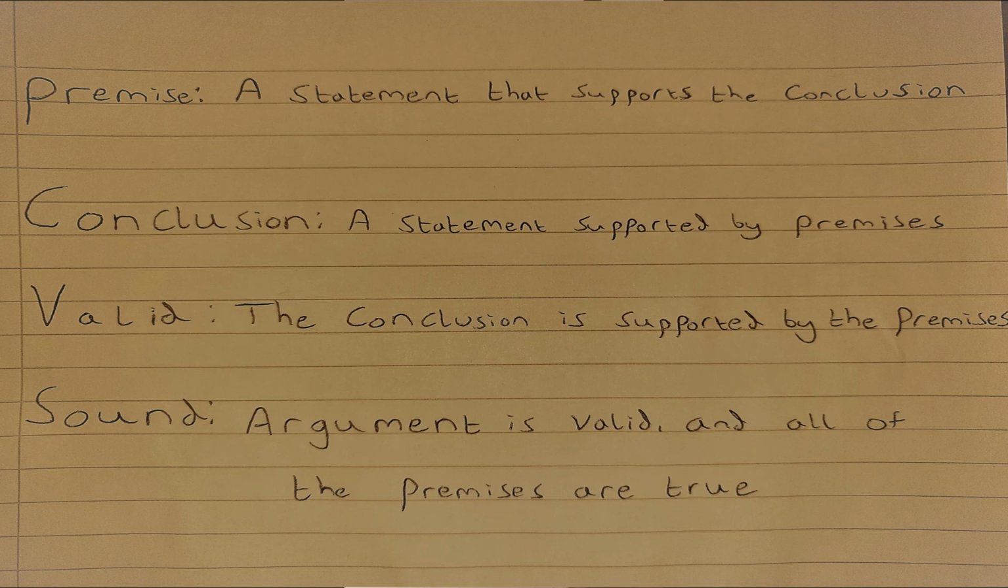The other 2 key definitions are valid or validity, which means that the conclusion is supported by the premises, and sound or soundness, that an argument is valid and all of the premises are true. Those last 2, validity and soundness, those are the metrics we're going to use to determine whether an argument is good or bad. So let's see how they work.